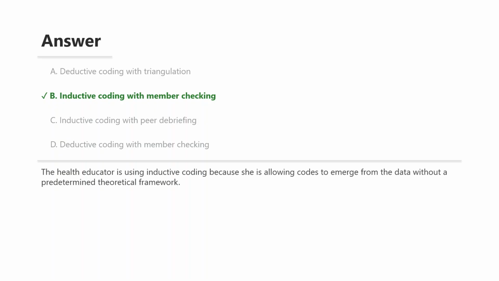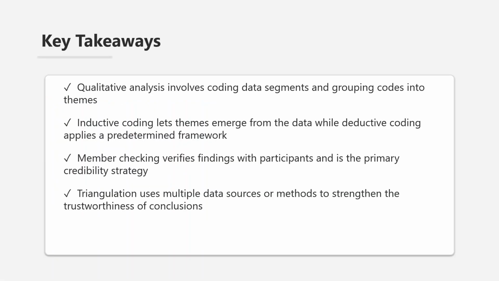Option A is incorrect because she is not using a predetermined framework, which rules out deductive coding, and she is not using multiple data sources, which would be triangulation. Option C correctly identifies inductive coding, but incorrectly identifies the credibility strategy as peer debriefing rather than member checking. Option D incorrectly identifies both the coding approach and the credibility strategy.